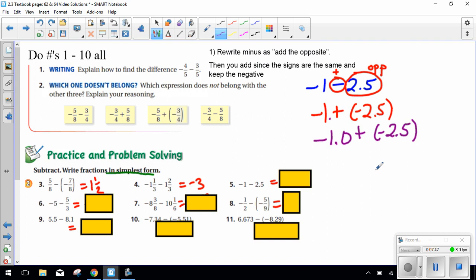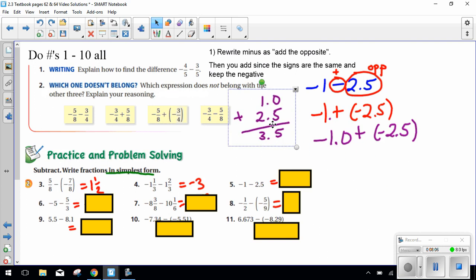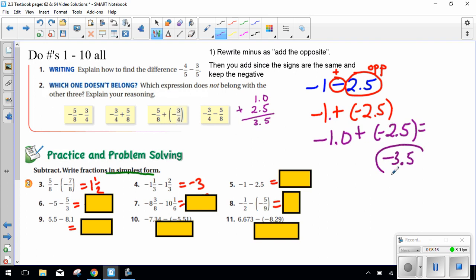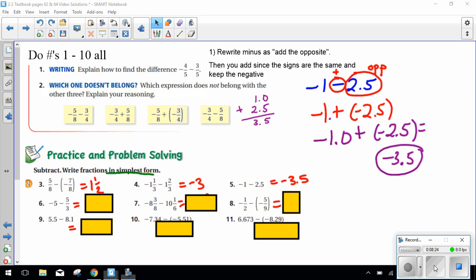So when I add decimals, I'm going to add them because the signs are the same. So I'm going to take these two numbers and just quickly add them. And the decimal point goes straight down. Do you notice when I added these, I lined up the decimal point? Just going to move this over. So we get negative, because the signs are the same, negative 3.5 for number 5. Okay, let's move on to number 6.